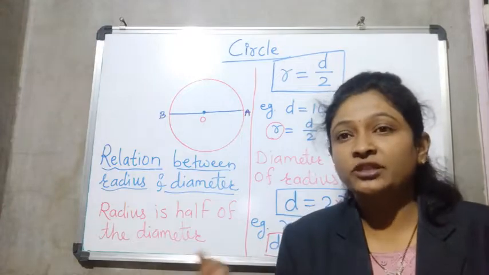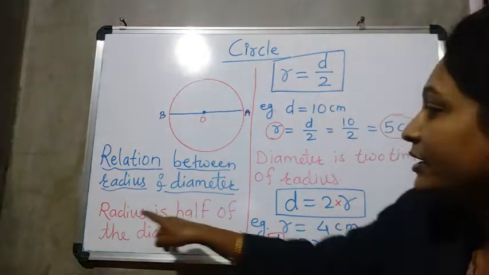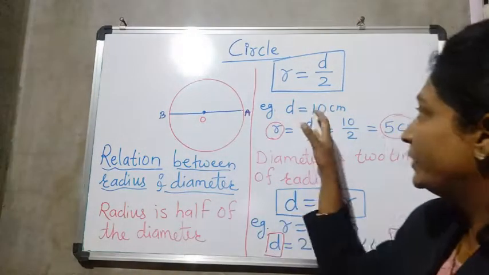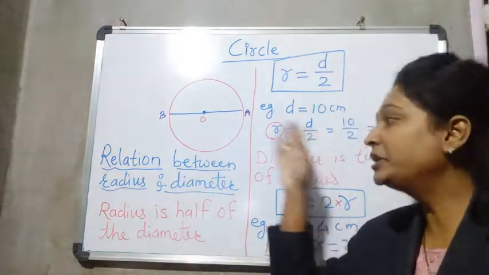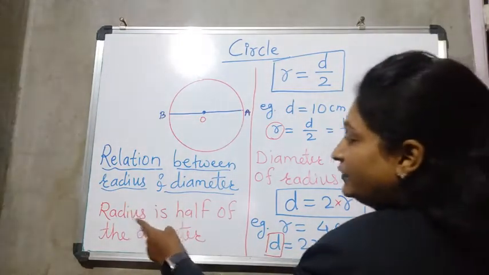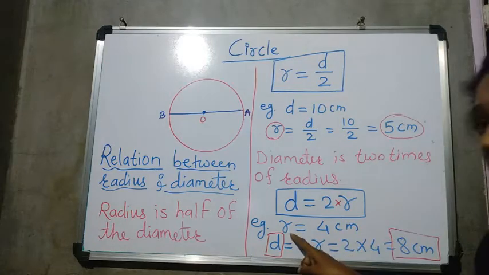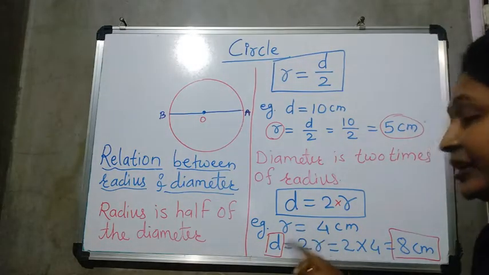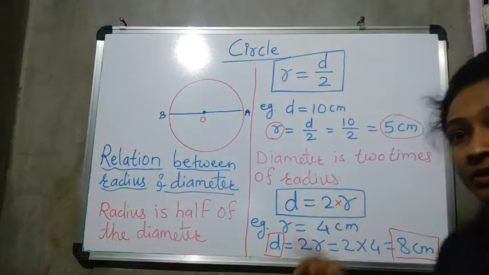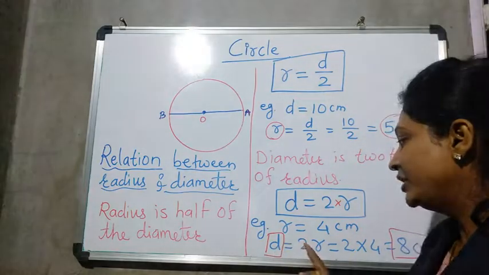Such type of questions are there for 5th and 6th standard in your textbook. If they are giving radius and you have to find the diameter, or they are giving diameter and you have to find the radius, how will you find it? If they are giving radius, so see here, how will you find the diameter? Diameter is 2 times of radius, means double of radius. So see, if radius is given, then diameter is equal to 2r.